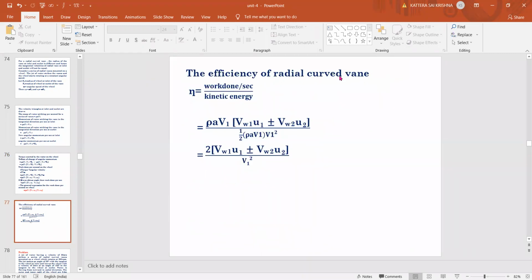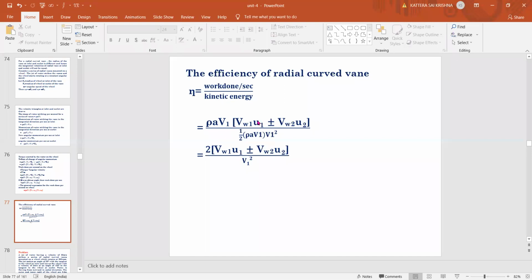So efficiency of the radial curved vane, series of radial curved vane. Efficiency is already, you know, output by input. So here output is work done per second, input is the kinetic energy. So work done per second, just now we have calculated as rho A V1 into VW1 U1 plus or minus VW2 U2. So this plus or minus depends upon the beta value, right? If beta is less than 90, you'll get plus. If beta equal to 90, you'll get this VW2 as 0. If beta is greater than 90, you'll get as minus symbol, minus VW2, right?